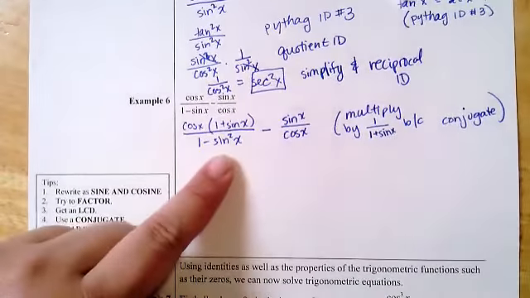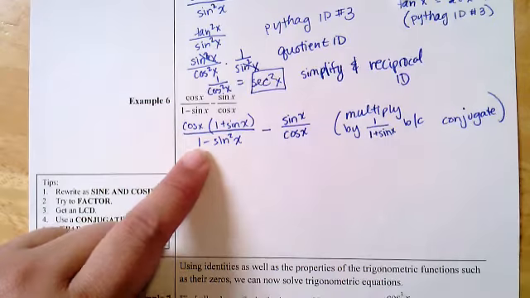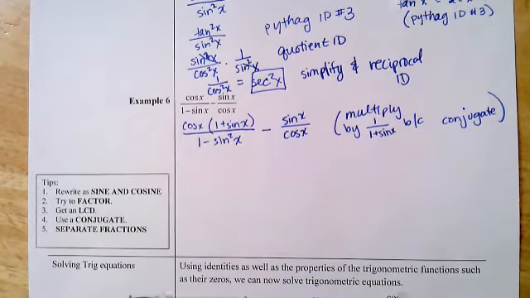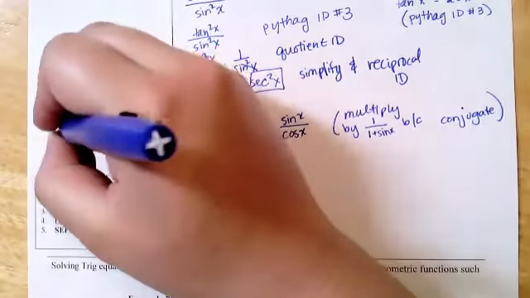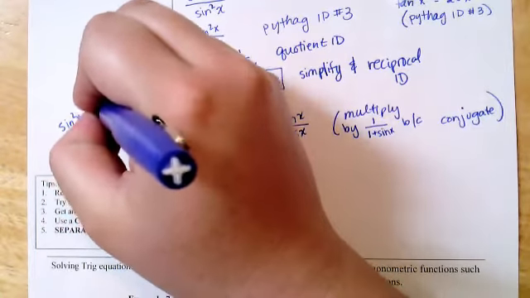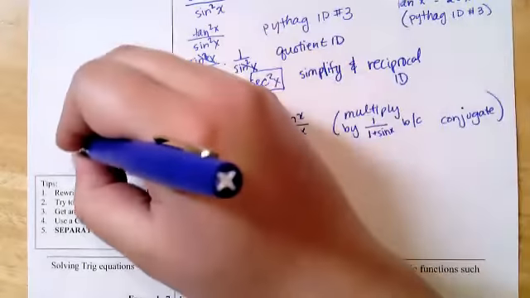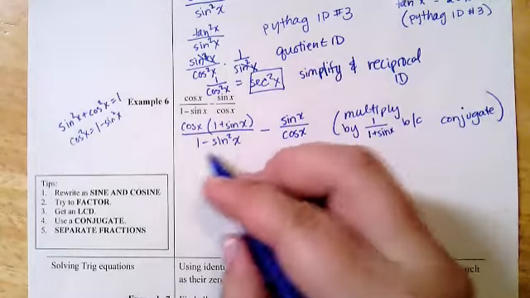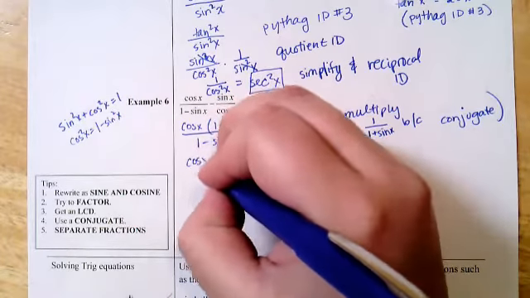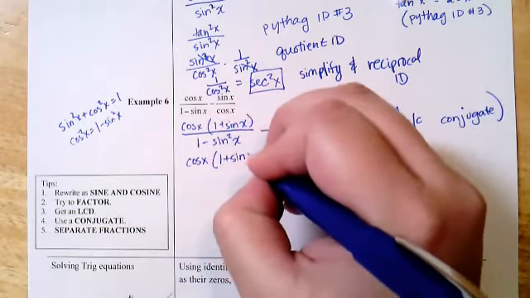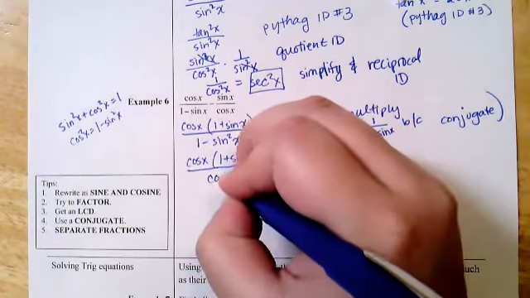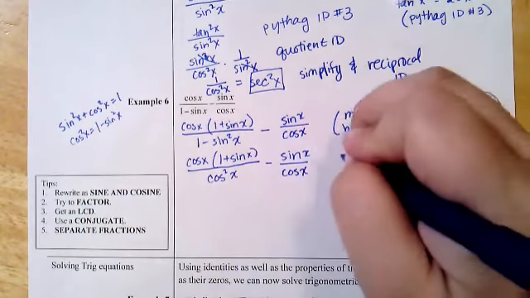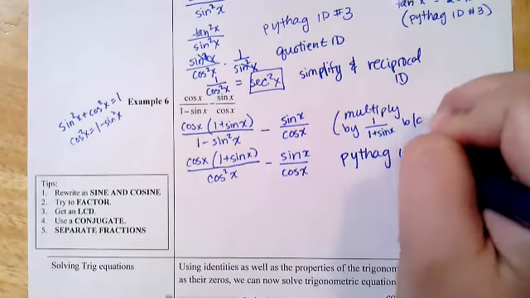Okay, now 1 minus sine squared x should look familiar. Again, there's a 1 and a squared. That is actually our first Pythagorean identity, but subtracting sine squared from both sides. So that is sine squared plus cosine squared equals 1. So then cosine squared is 1 minus sine squared. So I can replace that with a cosine squared. Cosine of x times 1 plus sine of x divided by cosine squared x minus sine of x over cosine of x. That was Pythag ID number 1.